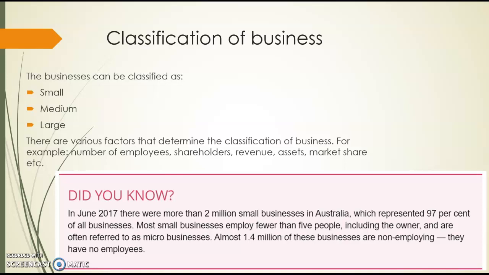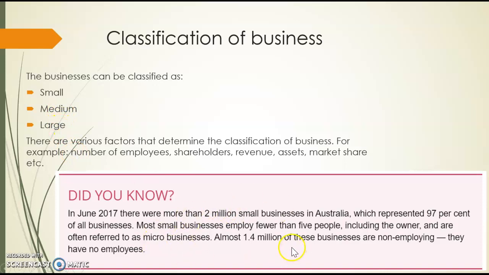Now let's look at the classification of business. So mainly the businesses are classified as small, medium, and large. Okay. Now the way you determine which of these three a business is, is by the number of employees. Okay. Shareholders. Okay. Revenue. Revenue is the money that you're earning by selling your items. Okay. Assets, market share, etc. So these are some of the things that you will consider when you need to check if the business is small, medium, or large. Okay.